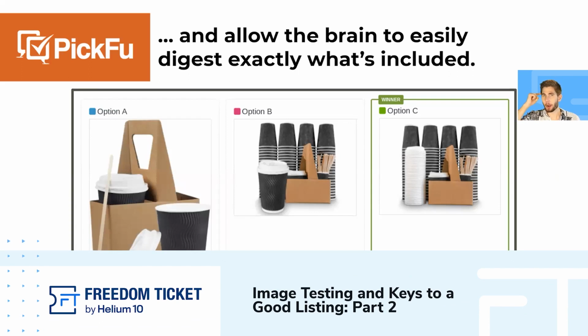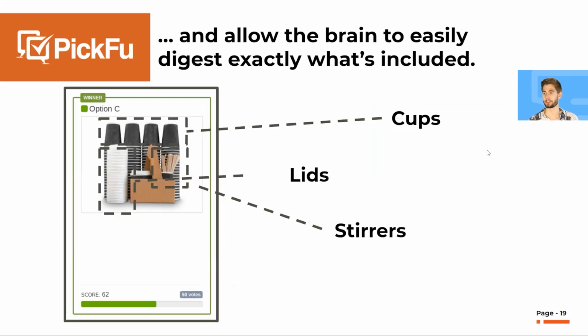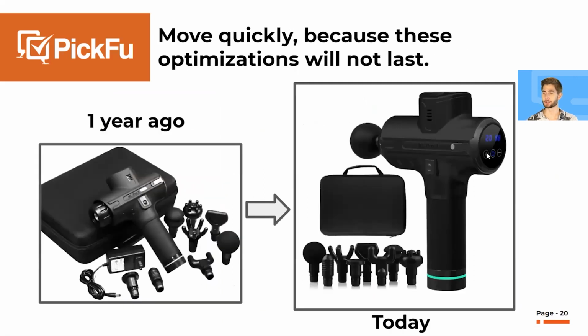So again, think about how can my brain easily digest what's going on? I see, okay, now I'm not just getting one cup. I can see I'm getting a multi-pack of cups, but it's also coming with stirs. It's also coming with caps. So now my brain is going to be able to easily check this off and move forward, right? We've got the cups, we've got the lids, we've got the stirrers.